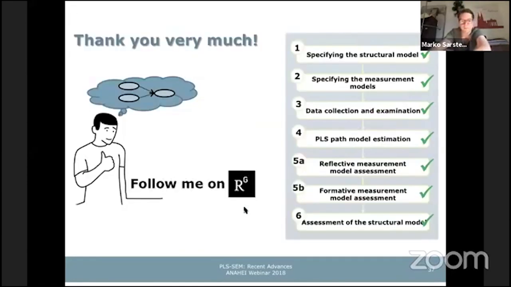So in light of the time, I actually want to show you some of the things in Smart PLS, but hopefully I gave you a reasonable good overview of what's happening and how to interpret these things.